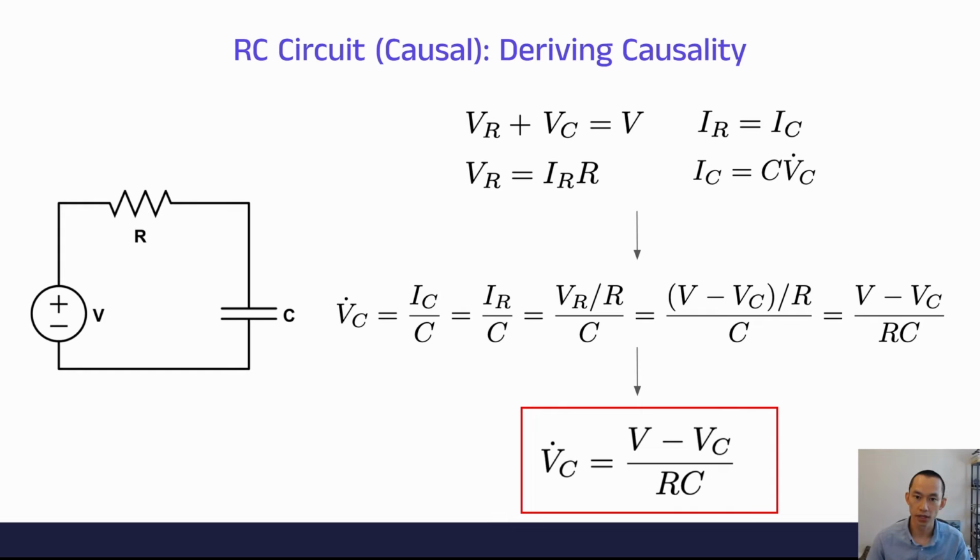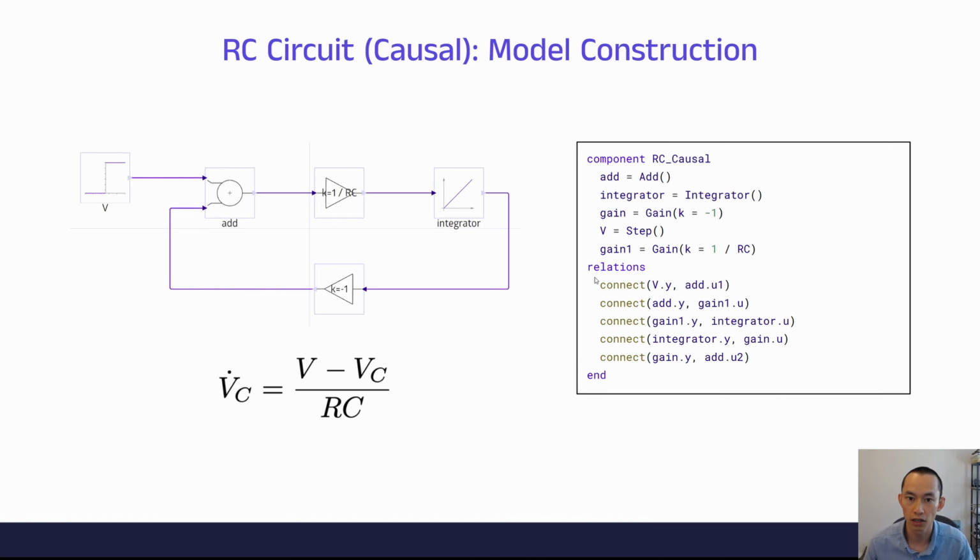Okay, so that's kind of the first thing we need to do in the causal approach. We derive causality. And the next thing we need to do is implement this equation in our simulation. So here, we're going to take a look at what this equation looks like, both in its block diagram and its code-based representation. So the framework we're using here today to demonstrate all this is the Dyad framework. Okay, so we're going to be using Dyad to show both the causal and acausal approaches.